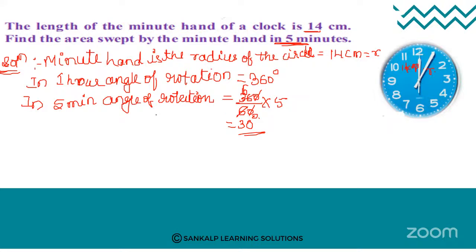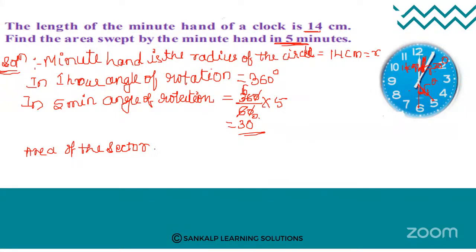Okay. Now, what we want? The area swept by the minute hand in 5 minutes. That means the area of the sector. See, this is one radius and this is another radius. So this part is a sector, right? Here it makes an angle theta, that is 30 degree. For example, this is the minute hand, this is the hour hand. And R they have given, that is 14 centimeter.